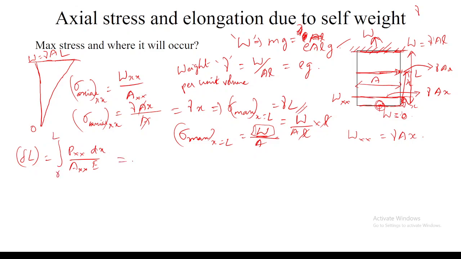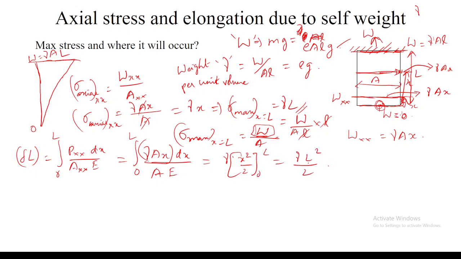So here what is the value of Pxx? Gamma A into x, into dx, divided by, since area is not changing through the cross section, A into E. So integrating it from 0 to L, what will be the value I am getting here? Gamma into x square by 2, applying limits from 0 to L, so gamma L square divided by 2E.